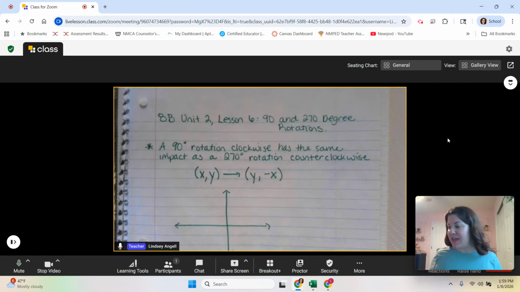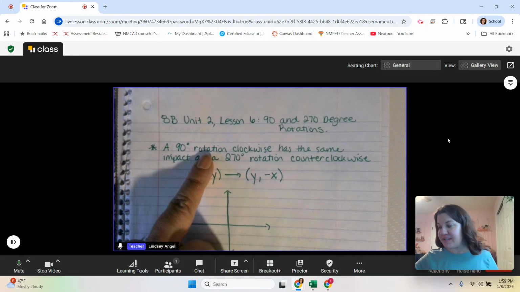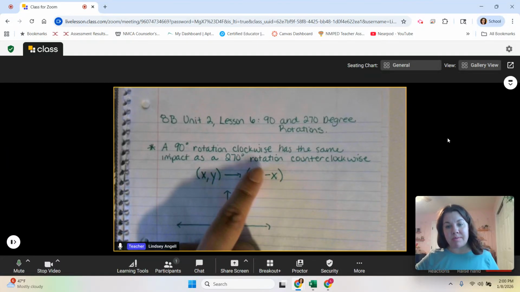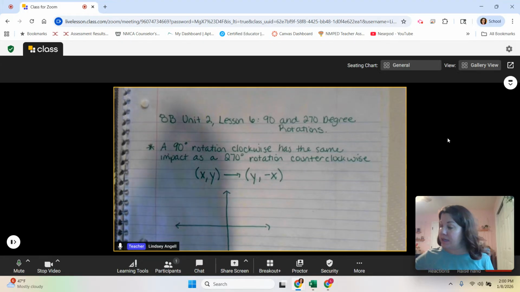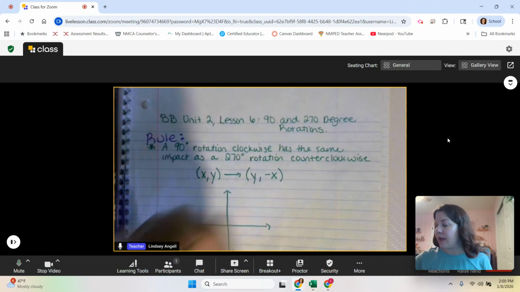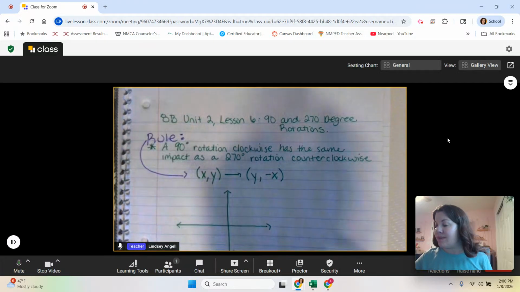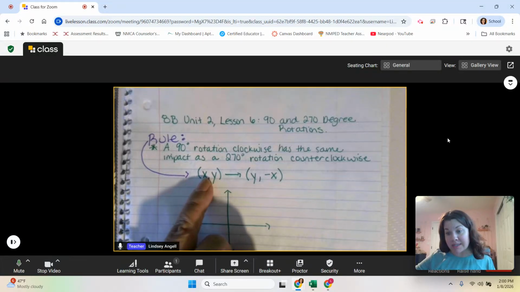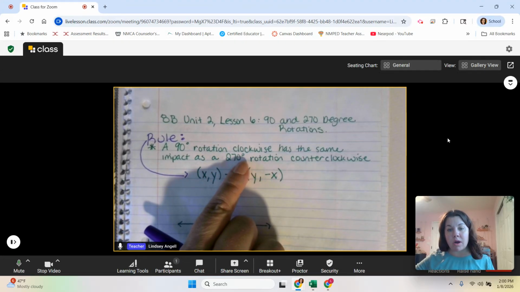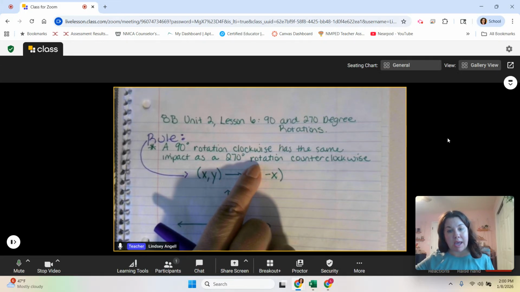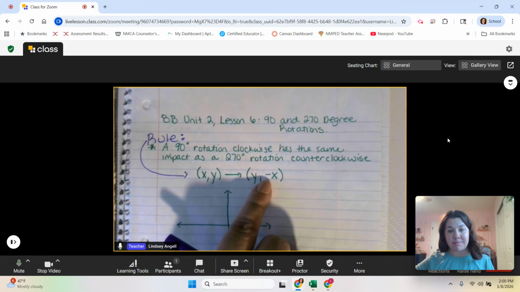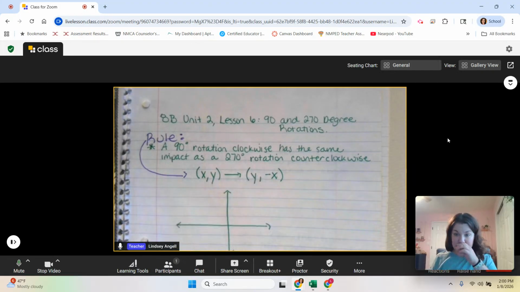Alright, so speaking of, a 90 degree rotation clockwise has the same impact as a 270 degree rotation counterclockwise. Okay, so this is a rule right here. But whatever your x value is, after you do a 90 degree rotation clockwise or a 270 degree rotation counterclockwise, your x value becomes your y value, and your y value becomes the opposite of your x value. That's what that means, okay?